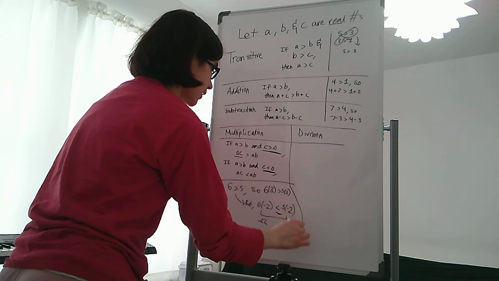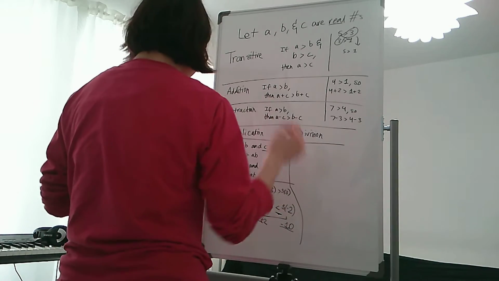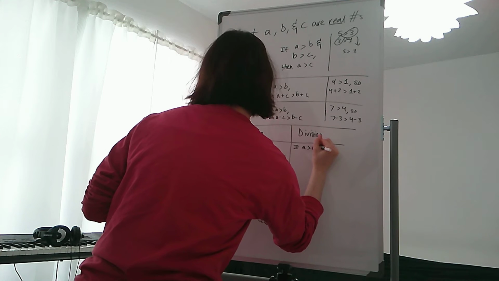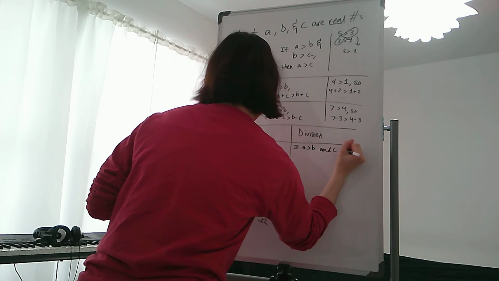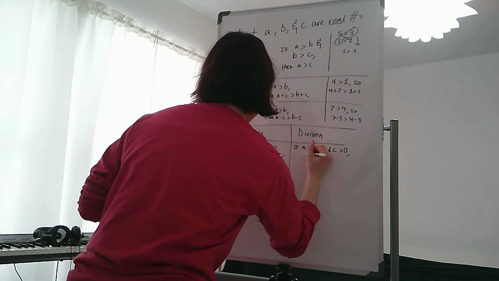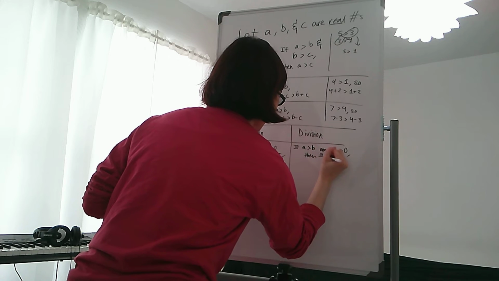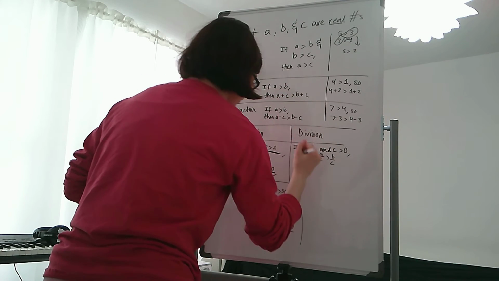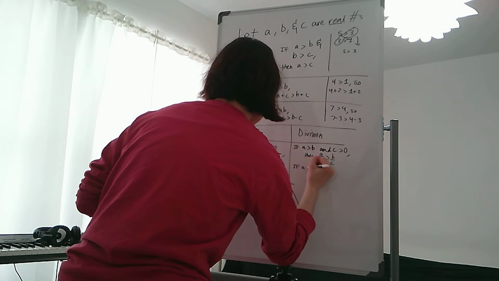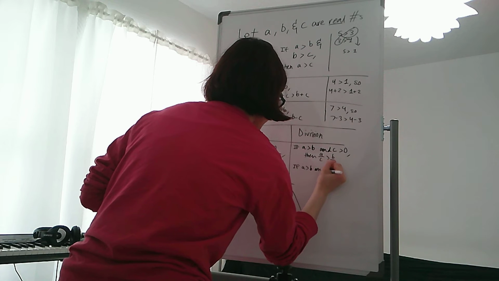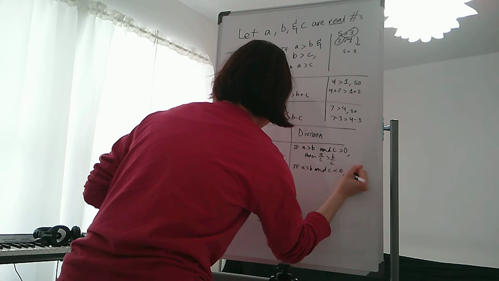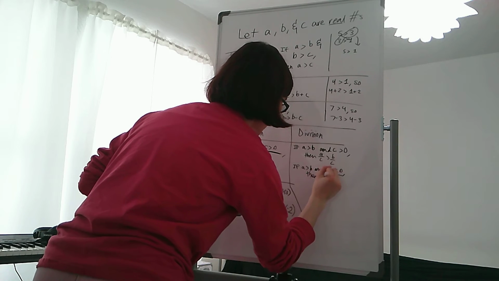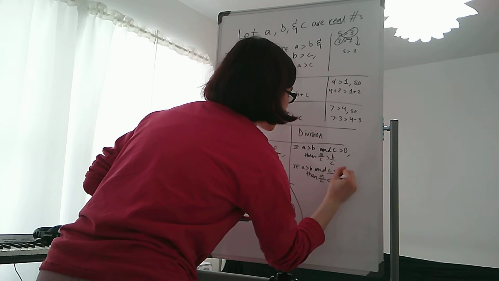And you'll see in a moment, this is also the case for division. So with division, we have the same basic rules. If A is greater than B and C is greater than 0, then A divided by C is greater than B divided by C. But if A is greater than B and C is less than 0, right, it's going to be negative, then you've got to flip the sign, because then A divided by C is going to be less than B divided by C.